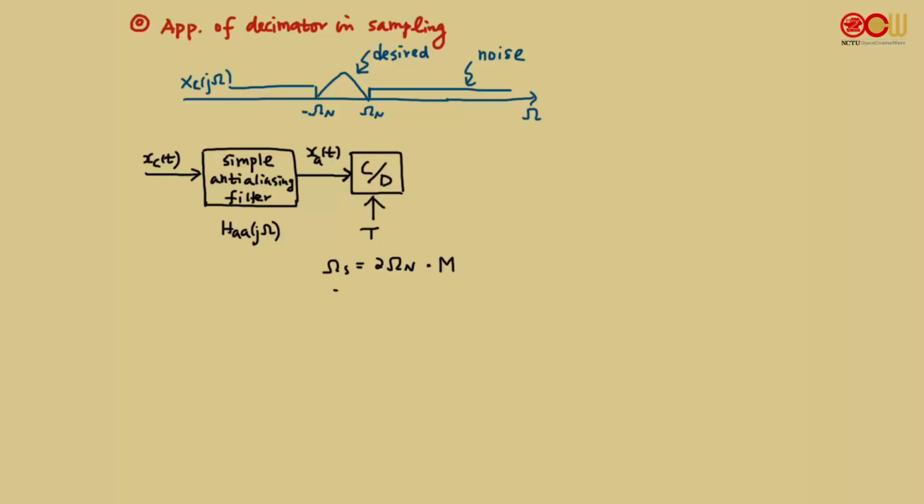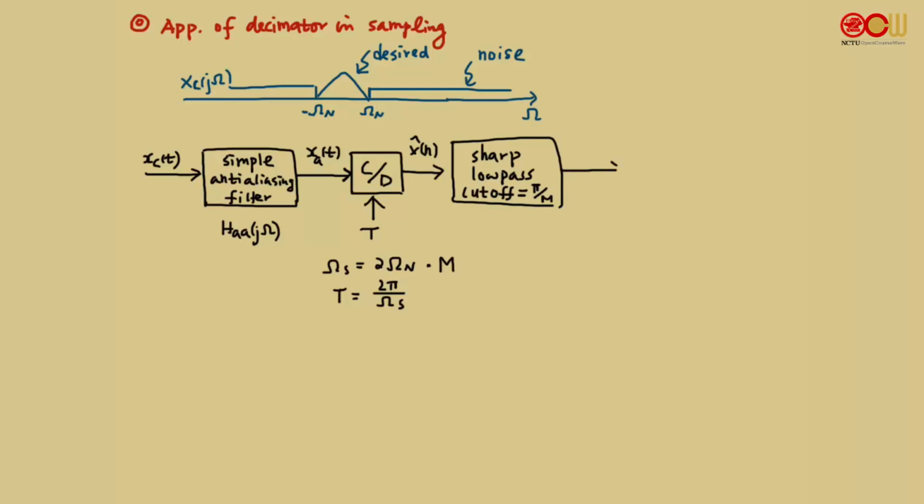And T will simply be 2 pi over omega s. Now in the discrete time, we have x hat of n, the output of C to D. Then we pass it through a sharp low pass filter with a cutoff of pi over M. And then we downsample.